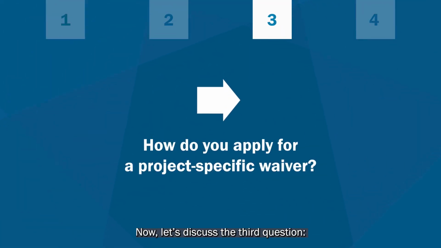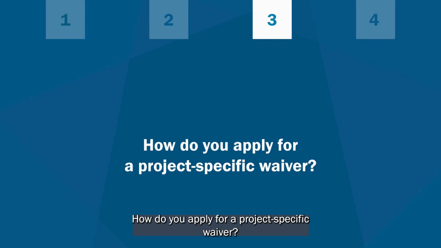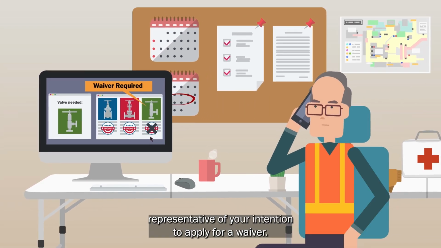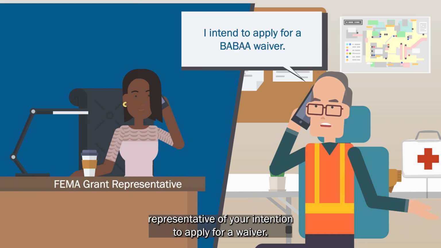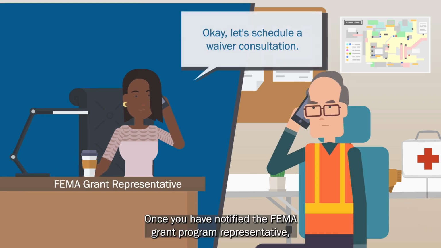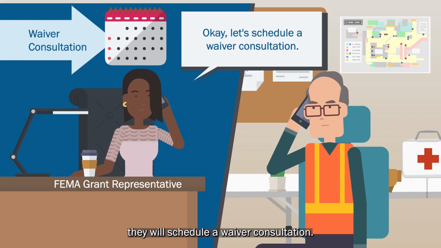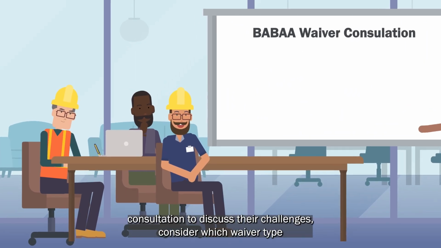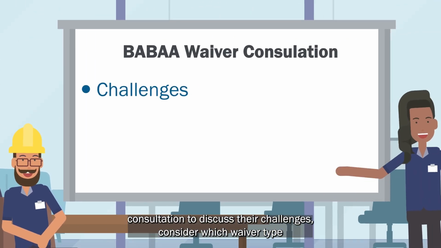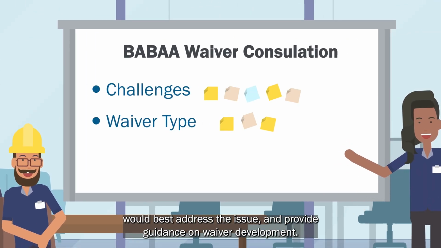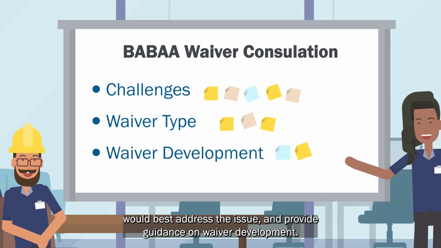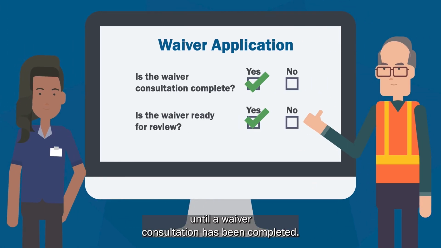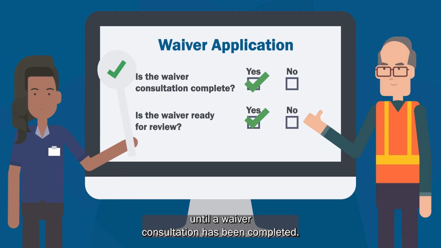Now, let's discuss the third question. How do you apply for a project-specific waiver? First, you should notify your FEMA grant representative of your intention to apply for a waiver. Once you have notified the FEMA Grant Program representative, they will schedule a waiver consultation. FEMA will meet with project representatives during the waiver consultation to discuss their challenges, consider which waiver type would best address the issue, and provide guidance on waiver development. A waiver application cannot be processed until a waiver consultation has been completed.